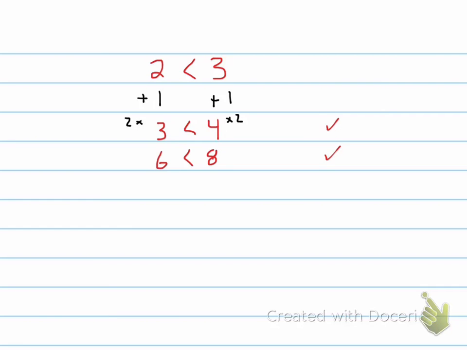Let's try dividing by -2. If I divide by -2, what happens? Well, I get -3 and I get -4 here. Now, is this true anymore? Is -3 less than -4? Well, I know I would rather have -$3 than -$4. So no, that's not true.